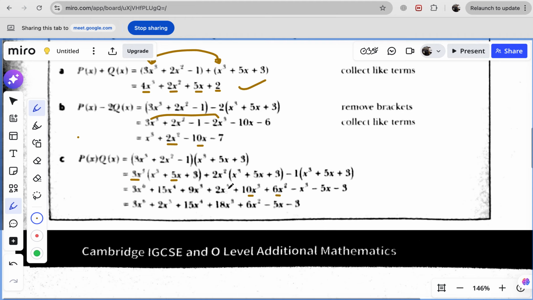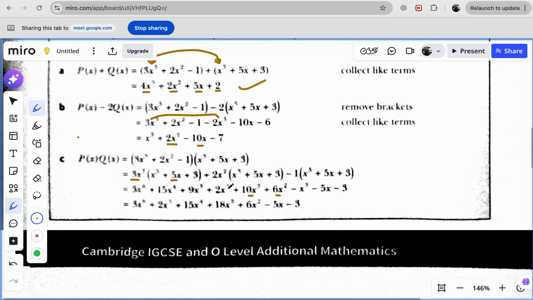So I want you to pause this video and solve these following questions, all of them. This is multiplication. You're going to use this one to multiply all of this, and then you take minus 1 also to multiply all of this, and then you collect like terms. This one, you first of all expand. This one is in Cambridge IGCSE.